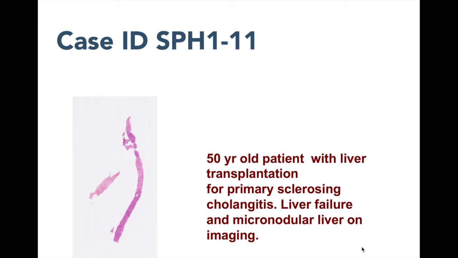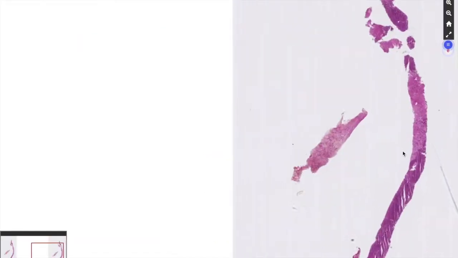Now, a liver biopsy performed in a 50-year-old patient who underwent liver transplantation for primary sclerosing cholangitis, and he presented with liver failure, and the appearance on imaging was a micronodular liver, and it was decided to perform a biopsy. So we have two large fragments from this biopsy. So we'll take a look at the bigger one.